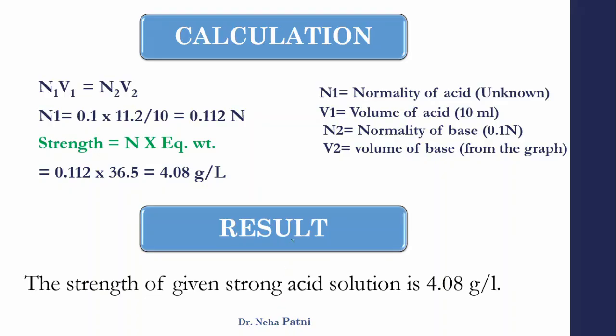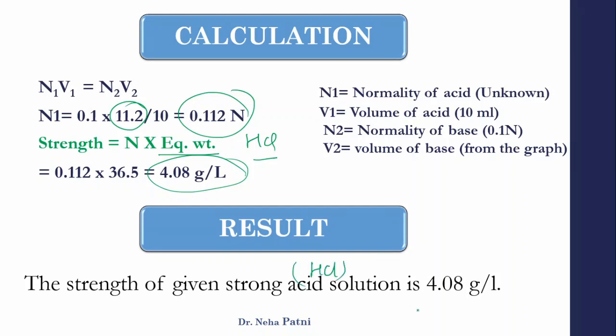Now that reading you have to utilize here. So 11.2 we got the answer from the graph. First graph, pH versus volume, that is what we have to use. So we'll find out the normality, and now to find out the strength, you multiply it with the equivalent weight. We are finding out for HCl, so obviously you have to use the equivalent weight of HCl, and then you can write the answer in gram per liter. Your aim was to determine the strength, and that is what you have written. The strength of the given strong acid solution, which is nothing but HCl, is 4.08 gram per liter.